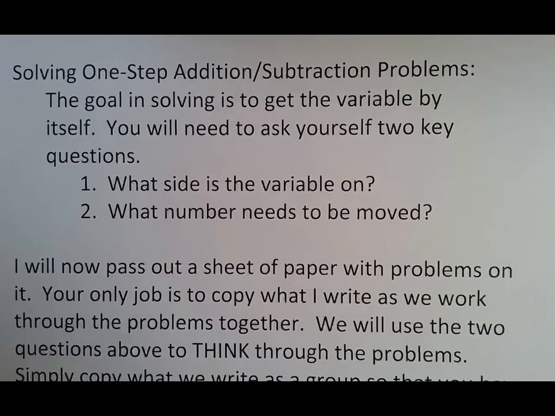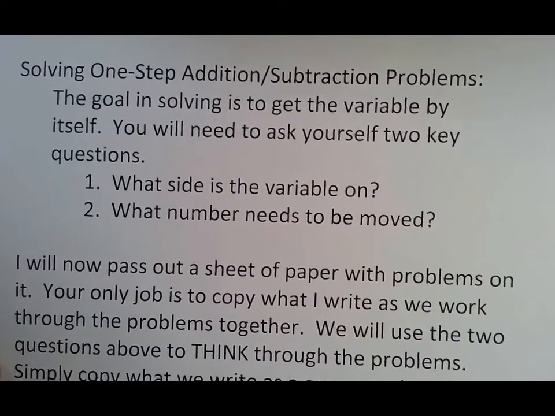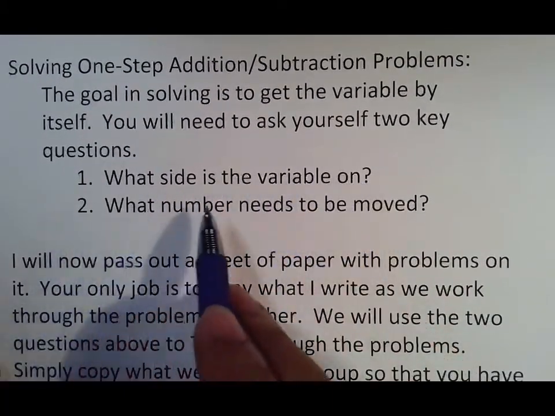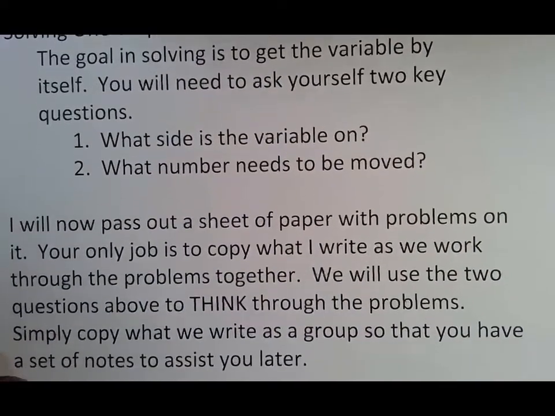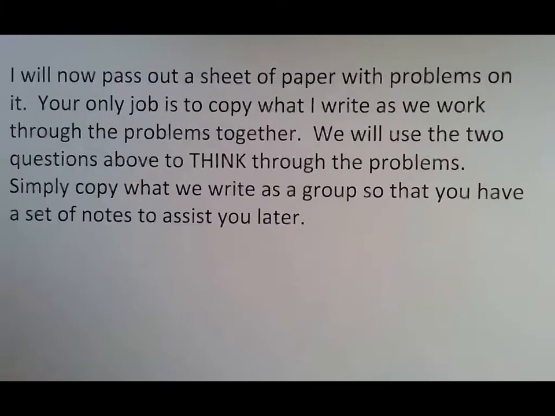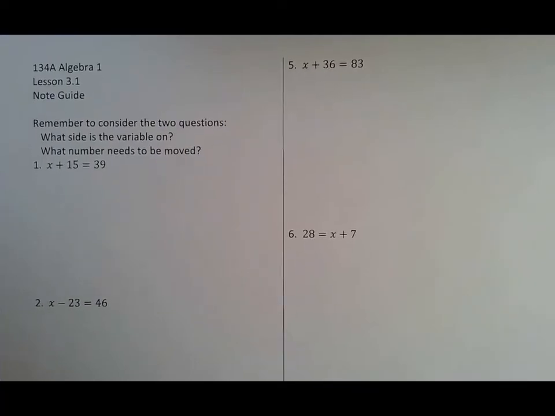The goal in that is to get the variable by itself. You need to ask yourself 2 key questions: what side is the variable on, and what number needs to be moved. So what I do in class now is I would pass out a sheet of paper, which I'm just going to go ahead and put in front of me, and we'll work through it. But outside of that, really nothing else going on. So just make sure, again, as you're copying this, that you think through it, and that you understand why we are doing what we are doing.